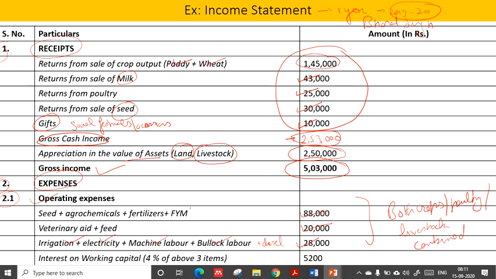Alright, then he has this much, this is also important to understand. Interest on working capital is taken as 4% on the above 3 items, that is this much money: 88,000 plus 20,000 plus 28,000. How much is it? 96, 116, 1,36,000. Alright, let's say the approximate amount of interest on these 3 items is 5,200 rupees.